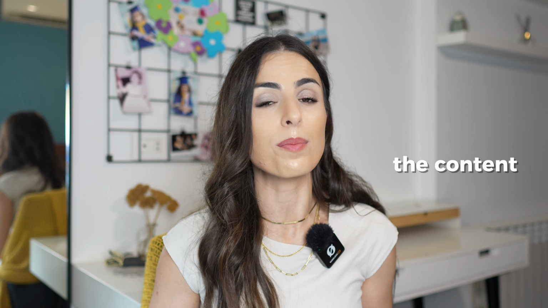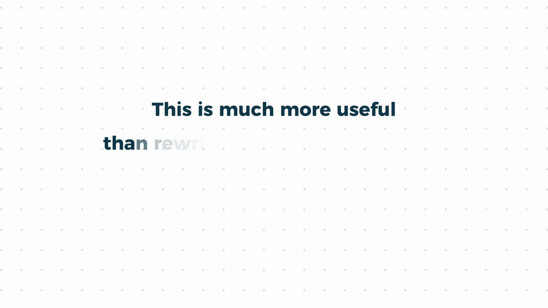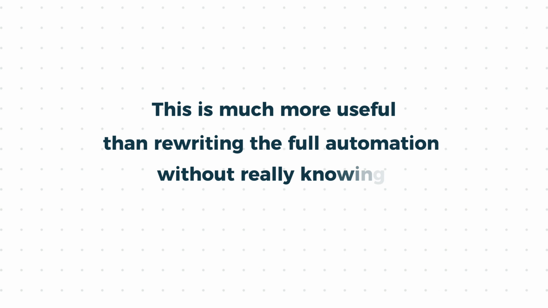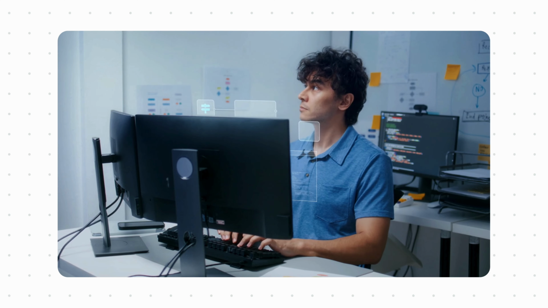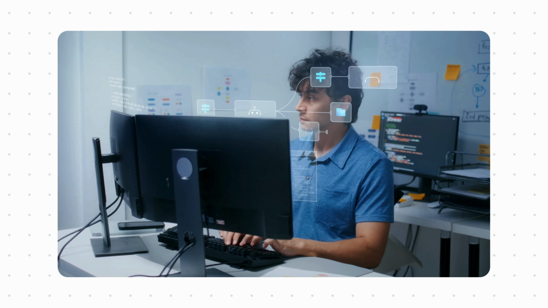I can look at things like the subject line, the content, the messaging, the CTA, and much more, maybe A/B test and try to improve. This is much more useful than rewriting the full automation without really knowing where the problem is. And for me, this is a much better use of AI than simply asking it to write an email.